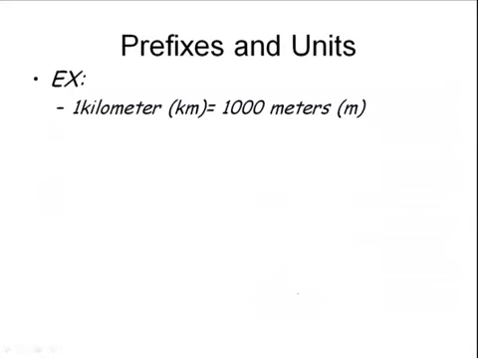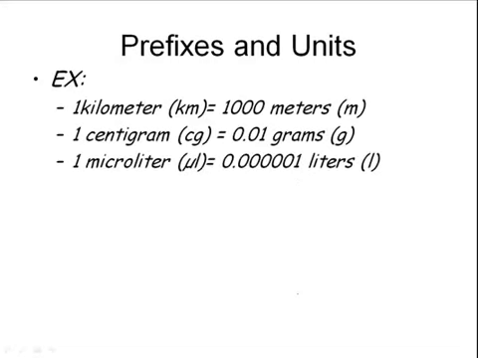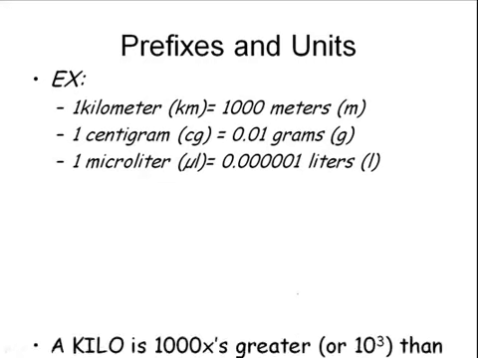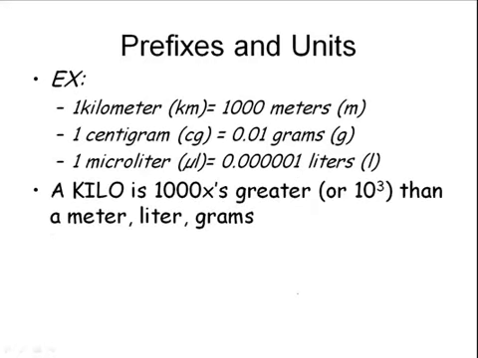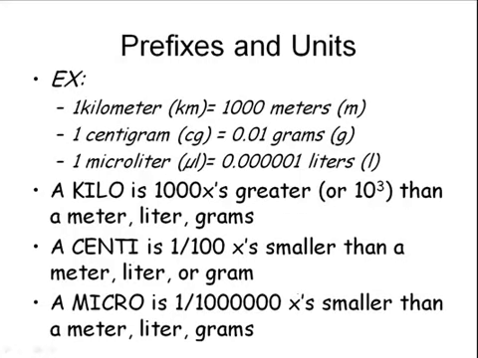So taking a look here, 1 kilometer equals 1,000 meters. 1 centigram equals 1/100th of a gram. 1 microliter equals 1/1,000,000th of a liter. It's real easy to convert if you know the prefixes. Kilo refers to times 1,000. Centi refers to times 1/100th. And micro refers to times 1/1,000,000th.